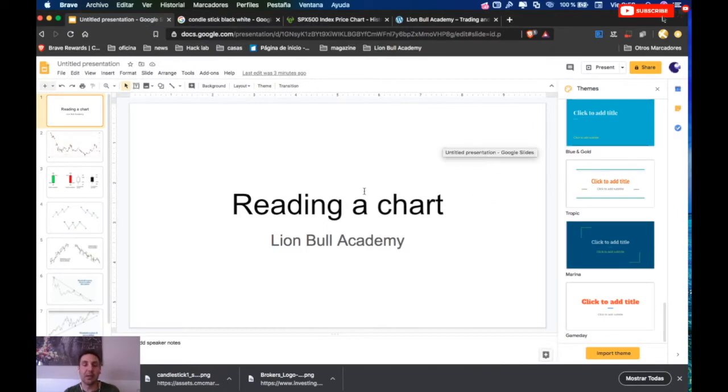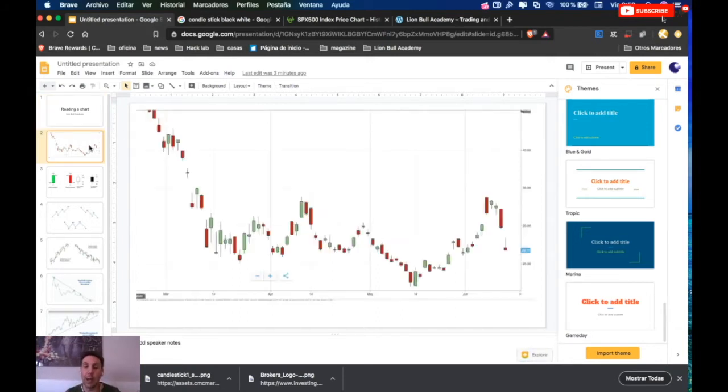Reading a chart. First of all, what is a chart? A chart is just a visual representation of the movement of the price of a stock, in this example, in a determinate period of time. That's what a chart is. Instead of seeing everything in numbers, which would be very complicated to read, you get a visual way to understand where the market is moving just by looking at it, without needing to concentrate too much on the numbers of the price. So let's see how a chart looks.